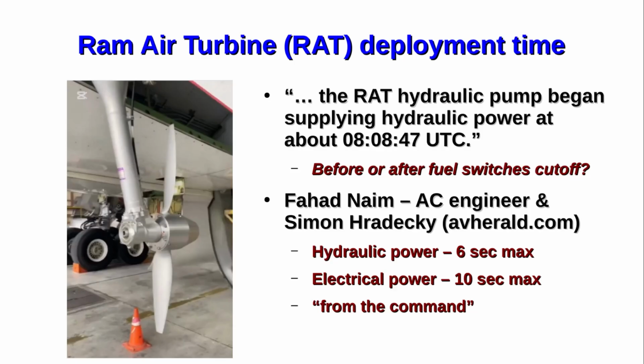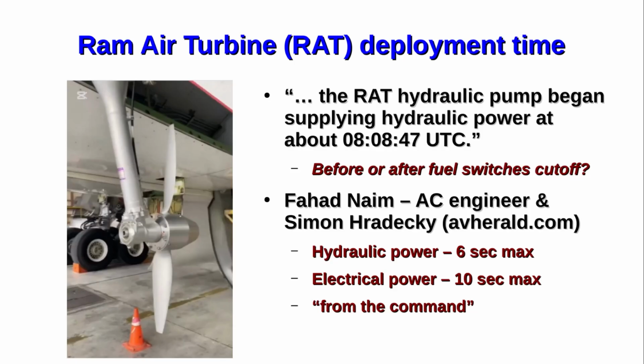Now the actual bulletin is NM-18-33, but that is the bulletin telling operators to check the fuel cutoff switches and has nothing to do with the RAT. Yet another example of why you can trust ChatGPT. Fahad Naeem, an aircraft engineer who works at Ho Chi Minh Airport in Vietnam, is endorsed by Stig Aviation, and Simon Hradecki, who runs the Aviation Herald website, both apparently have access to the relevant Boeing manual describing the RAT function, and both give the same information.